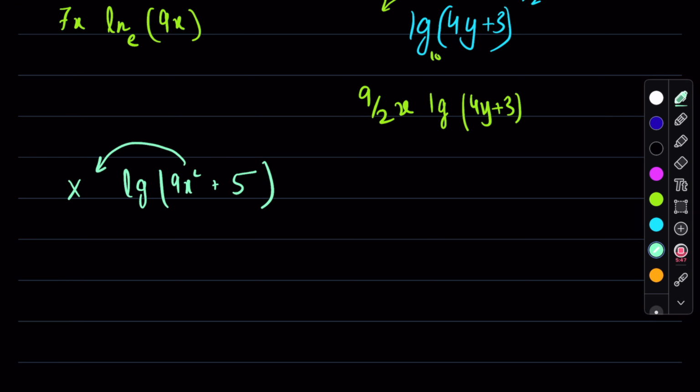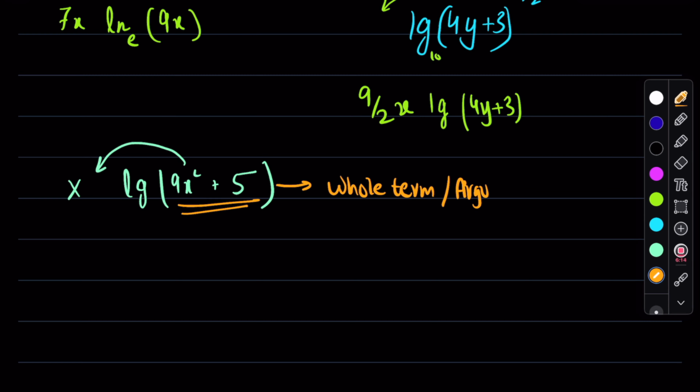No. Why? The main thing is why? Because for our power to be shifted backwards, I repeated it again and again: our 2, our power, should be on the whole term. Our whole term is 9x squared plus 5. This is our whole term.